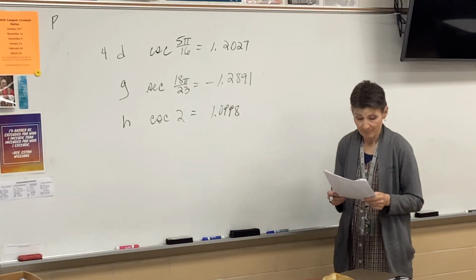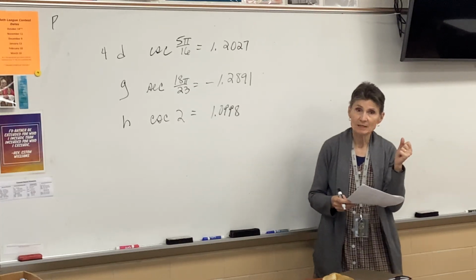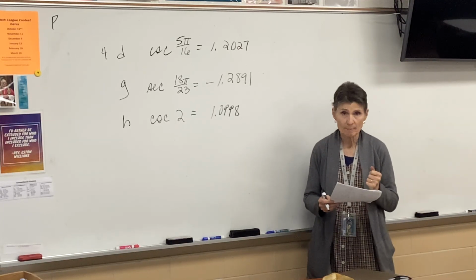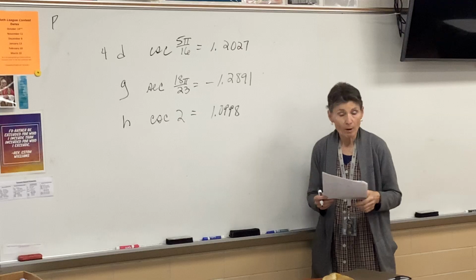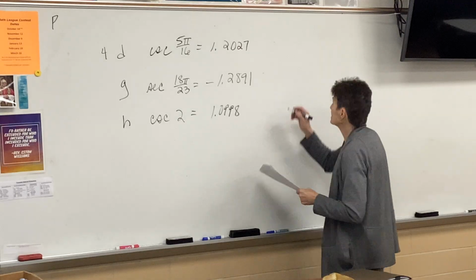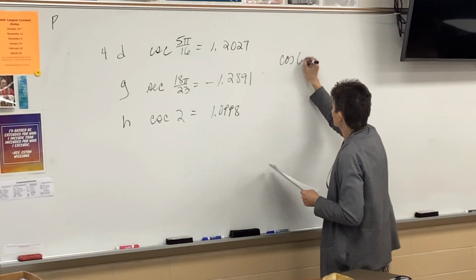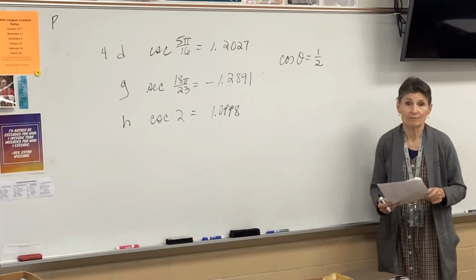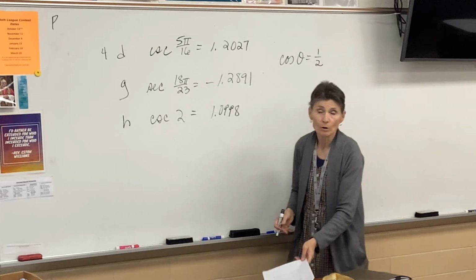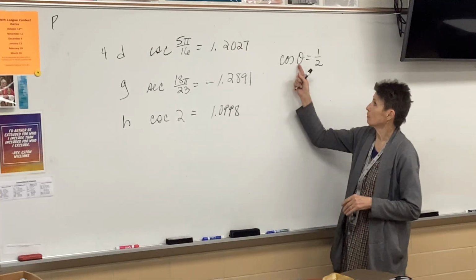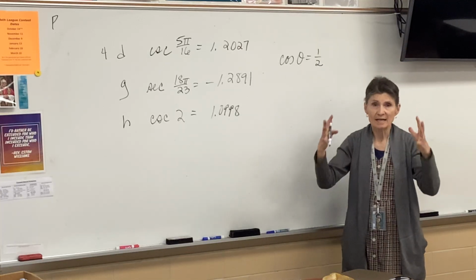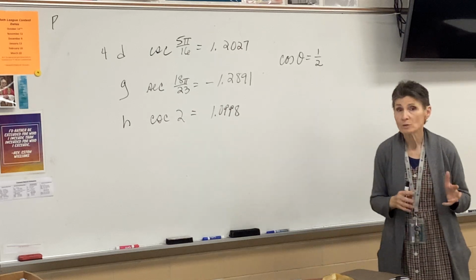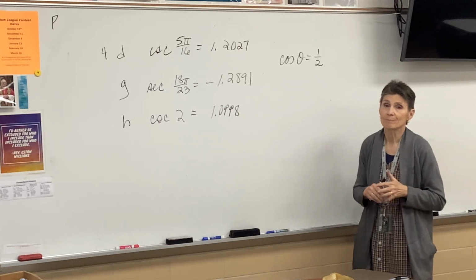Part 5. Now, this is where we really have to have our thinking caps on, and you might want to have your green sheets handy if you don't have everything memorized already. Part 5 says there is an angle out there, and its cosine is 1/2. I don't know what that angle is. Remember, theta is like an x. I don't know what that angle is, but I know that its cosine is 1/2.